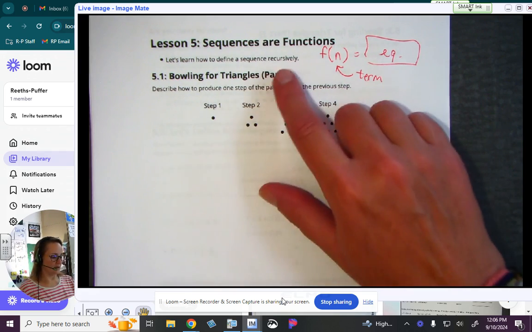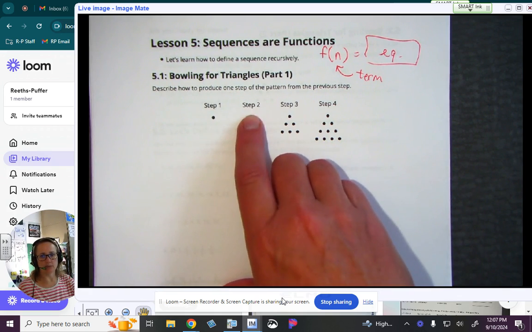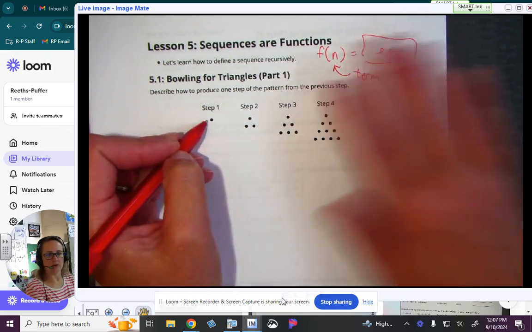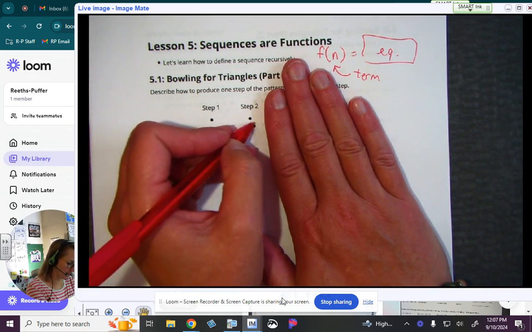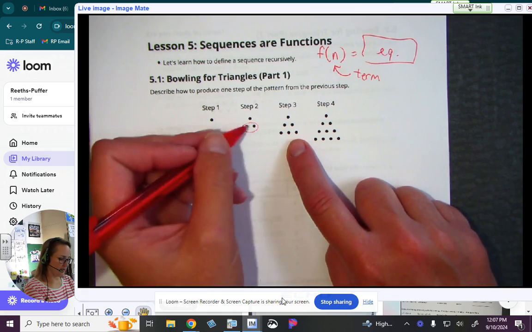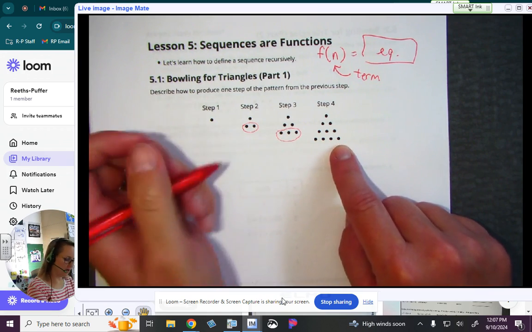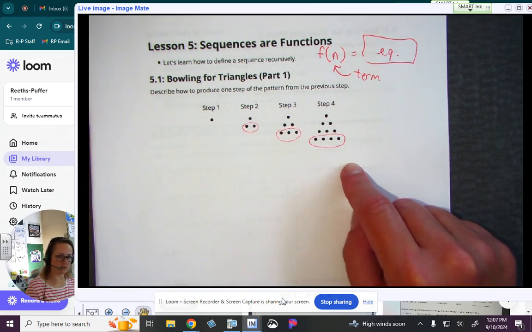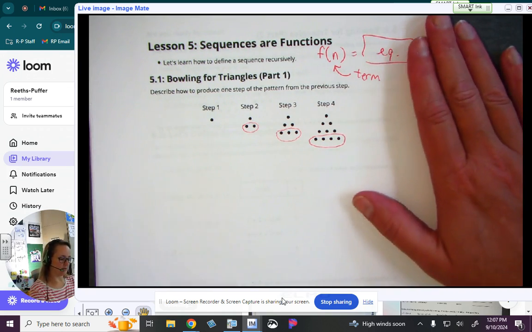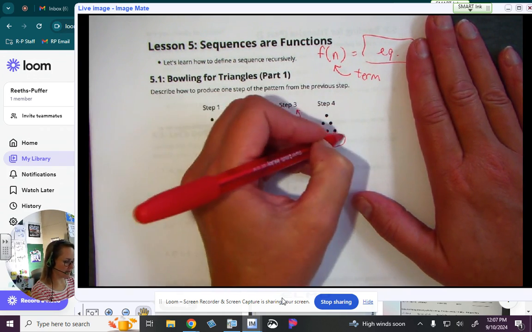just like that. So if we are looking at the triangles in part 1, describe how to produce one step of the pattern using the previous step. So if I compare these two, I can tell that what they did is they added 2. And then from that step, they added 3. And then over here, it looks like they added 4. Okay. So I also notice that the number that they're adding is the same as the step number. So I think that that's interesting.